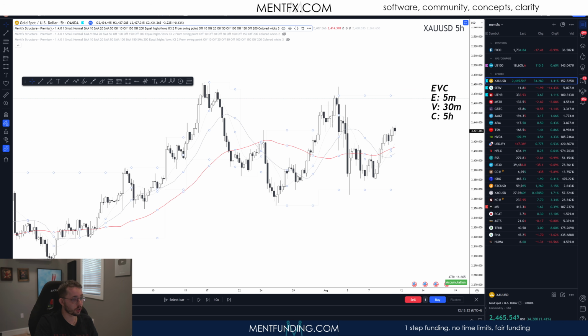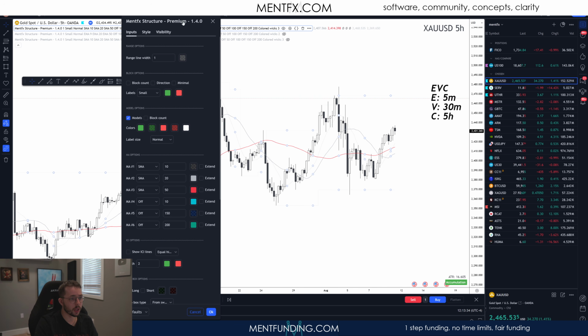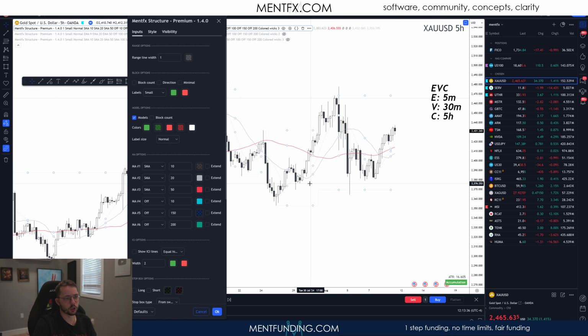You see the mentfx structure premium indicator applied to this actual chart right here with the models on at the bottom right, just showing us that we're either in accumulation, distribution, reaccumulation, or redistribution, and 3 main simple moving averages, okay? One's a 10, one's a 20, and one's a 50. This is really all you need.